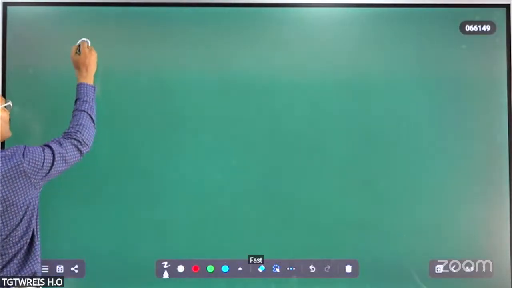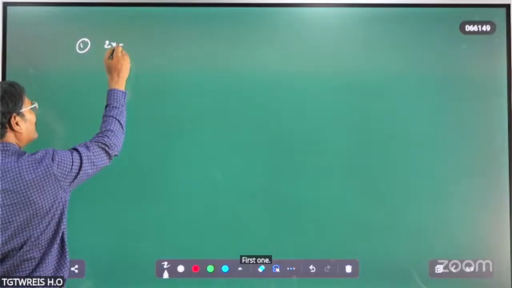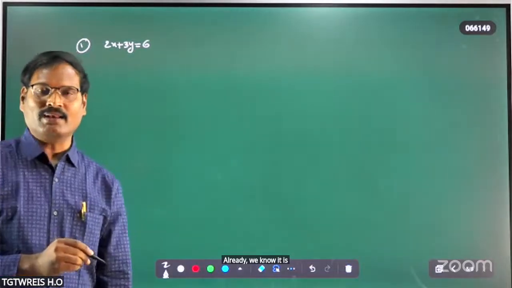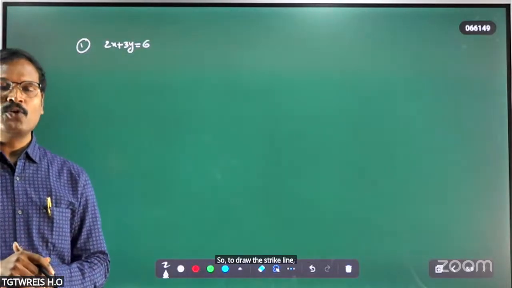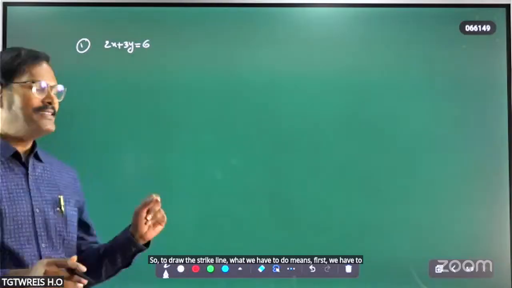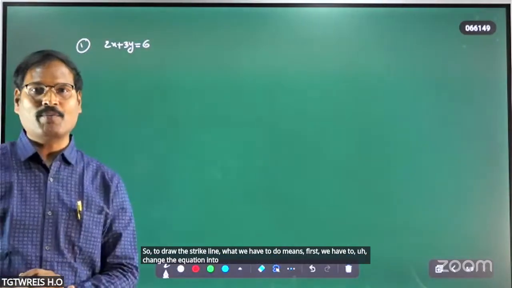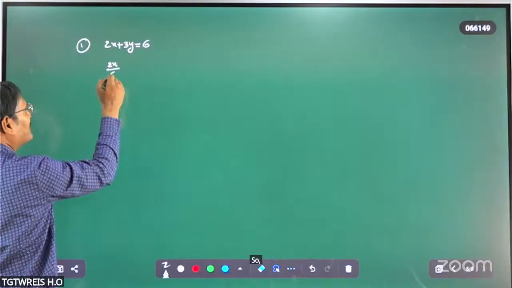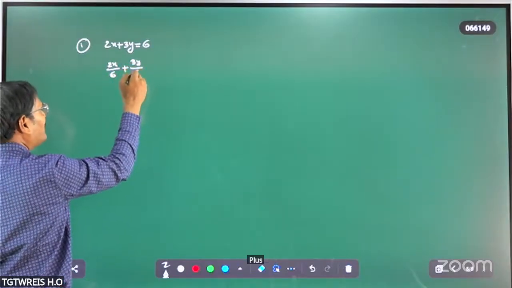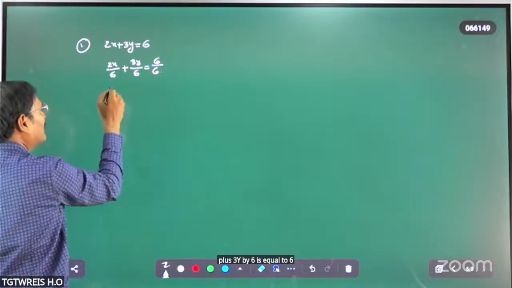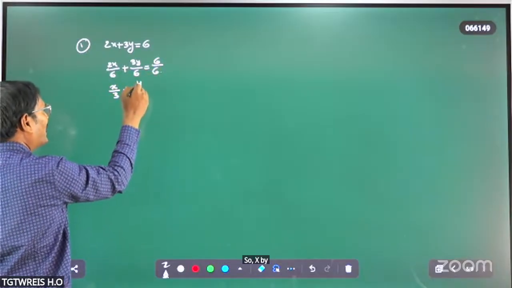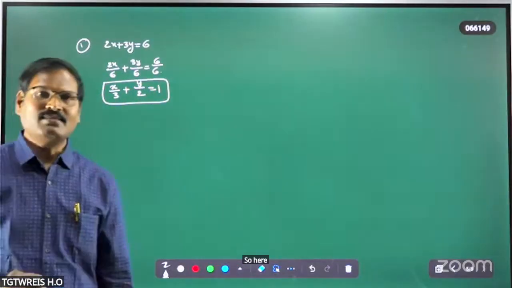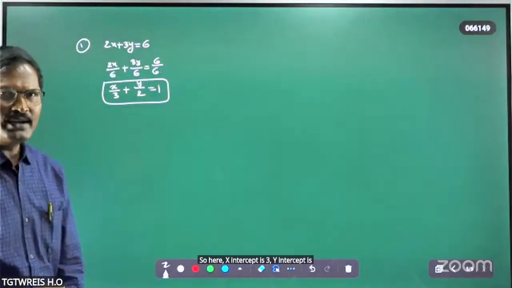First one, 2x plus 3y is equal to 6. Already we know it is clearly a straight line. To draw the straight line, first we have to change the equation into intercept form of a line. So 2x by 6 plus 3y by 6 is equal to 6 by 6. So x by 3 plus y by 2 is equal to 1. Here the x-intercept is 3, the y-intercept is 2, intercept form of a line.